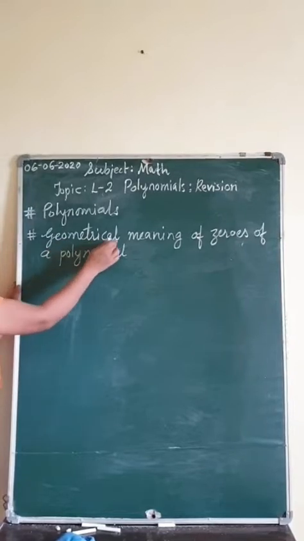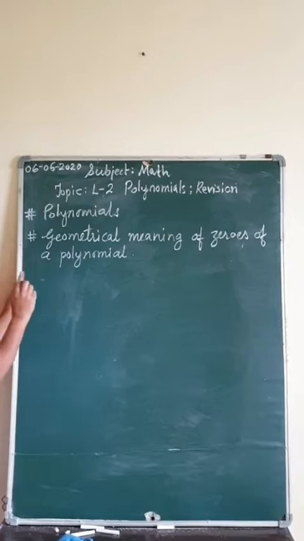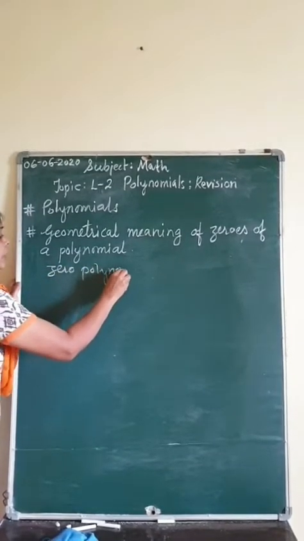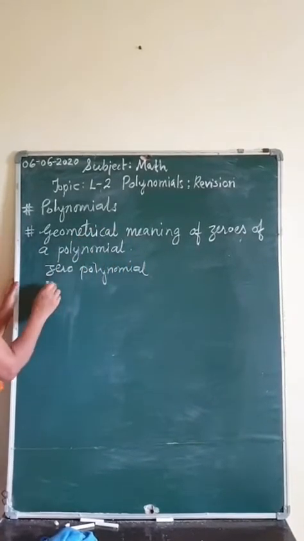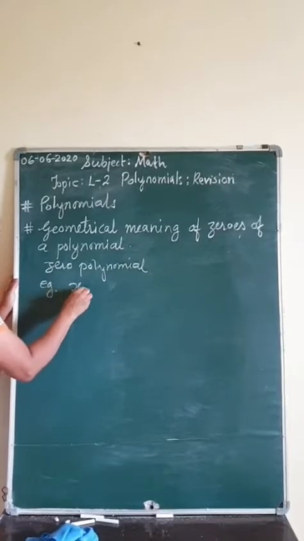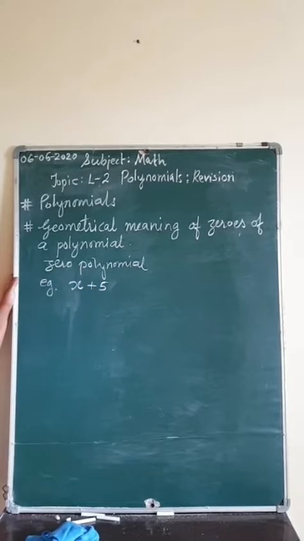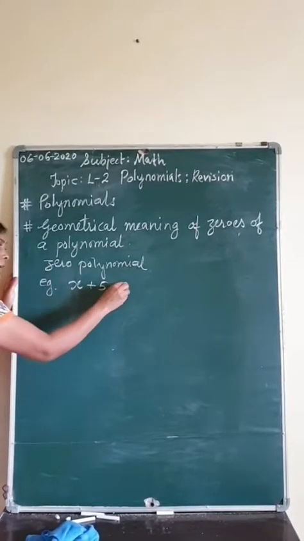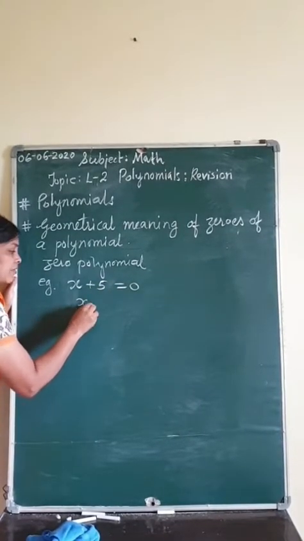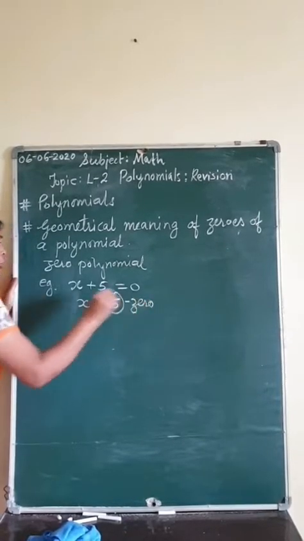Next, we have seen the geometrical meaning of zeros of a polynomial. First we will revise what is the zero of a polynomial. Zero of a polynomial means that value of a variable which gives the polynomial value 0. For example, if we have a polynomial x plus 5, what is the zero of this polynomial? If we take the whole polynomial's value as 0, that gives us x value as minus 5, and this minus 5 is known as the zero of the polynomial.